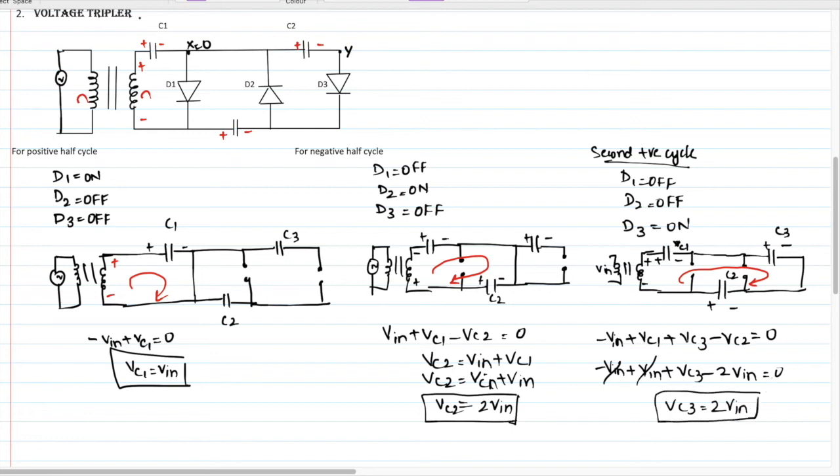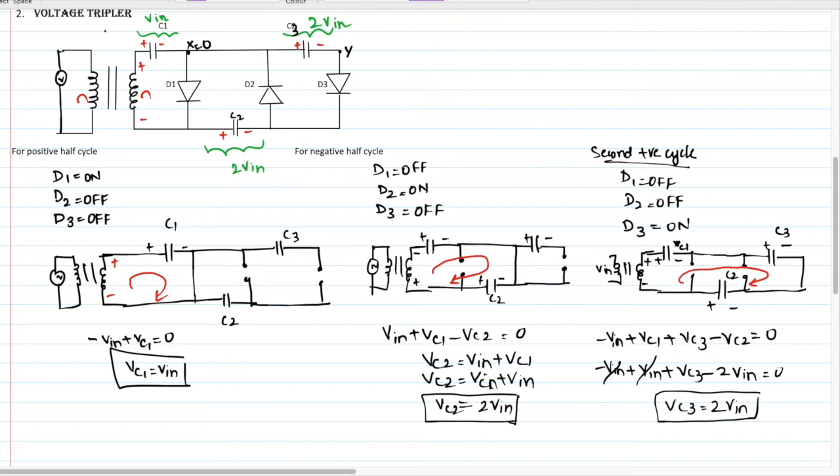So the voltage across capacitor C1 is V in, the voltage across capacitor C2 is 2V in, and the voltage across capacitor C3 is also 2V in. Sorry, this is capacitor C3, this is C2. Okay.